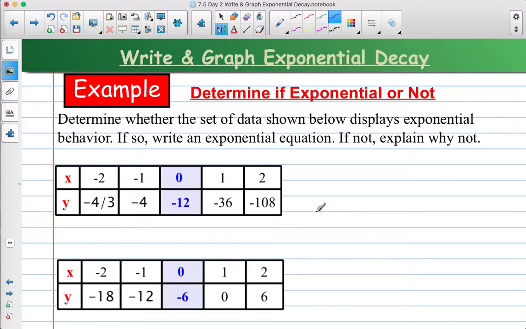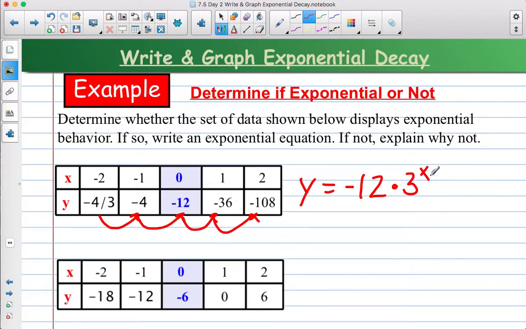So let's look at the first one. I look at this guy. What are my patterns for my y's? It looks like, let's go from -4 to -12. It looks like it's multiplied by 3. Multiply by 3, multiply by 3. Yep, this guy's multiplying by 3 every single time from here to here to here to here. That is exponential behavior. When you're multiplying by a constant number, that is going to be exponential. Your y-intercept is -12, so it'll be y = -12 * 3^x, because repeated multiplication is exponential.